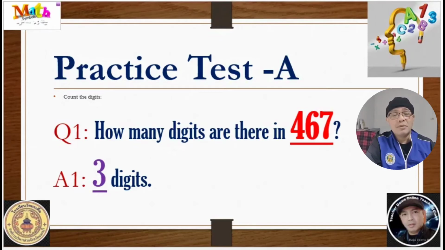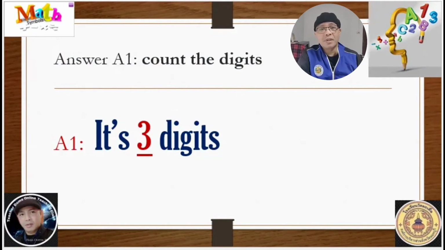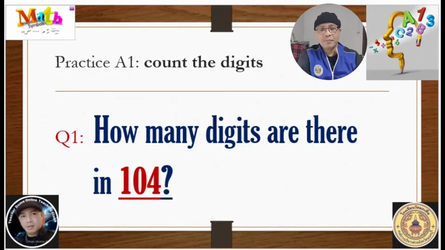Now let's start with practice test A. Count the digits. We will use the sentence structure 1. The question goes this way: how many digits are there in 467? The answer is 3 digits. Now let's go to the online practice test. Are you ready? Let's count the digits.